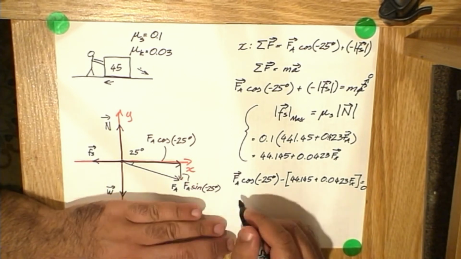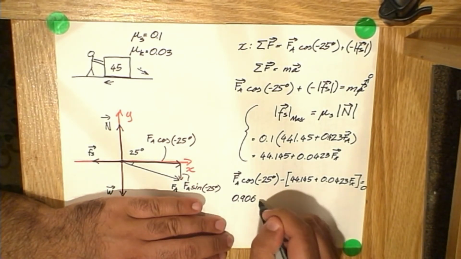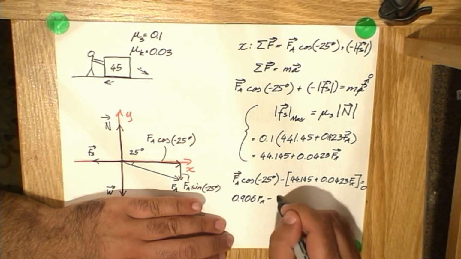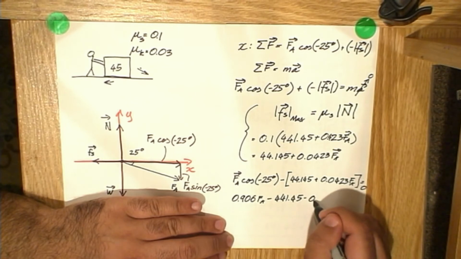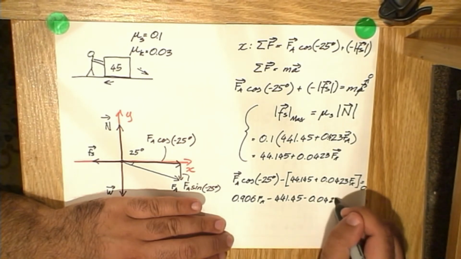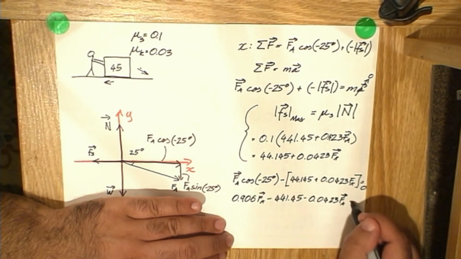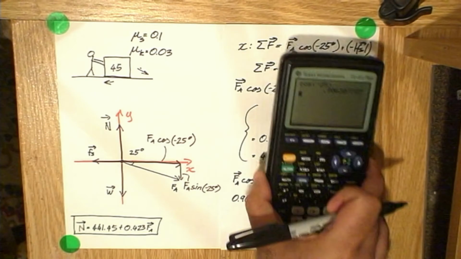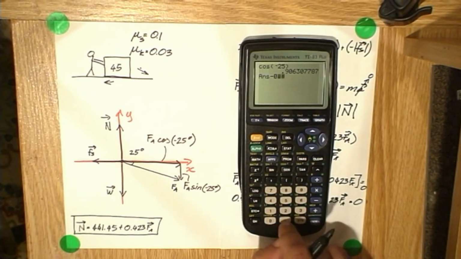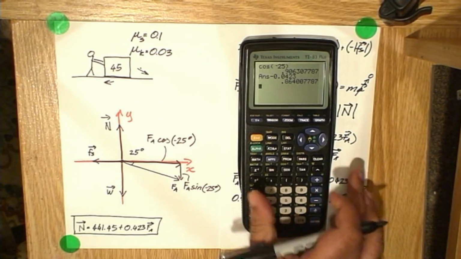So simplifying this still further, we get 0.906 times Fa minus 44.145 minus 0.0423 Fa, applied force, is equal to 0. Let's keep simplifying this. Subtract 0.0423 and we get 0.864.